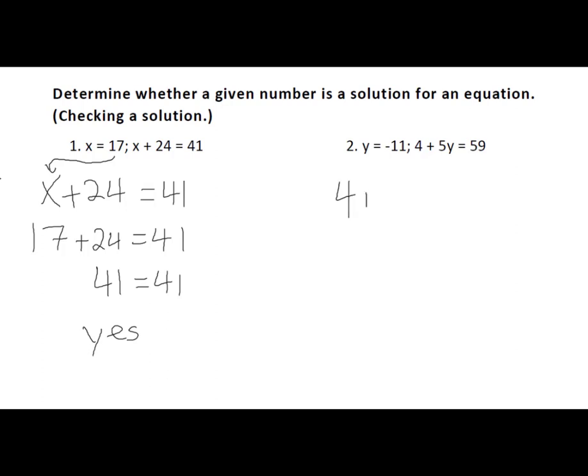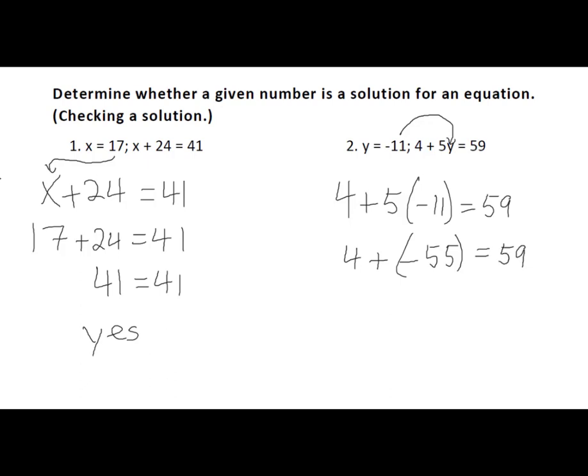We're going to take the 4 plus 5y, and I'm going to take this negative 11 and plug it right in there for that y. So what used to be 5y is now 5 times negative 11. Okay, 4 plus 5 times negative 11, we need to do multiplication first, so this would be negative 55 right here. So we have 4 plus that. And 4 plus a negative 55 would be a negative 51. And so negative 51 does not equal 59, so this is not a solution.